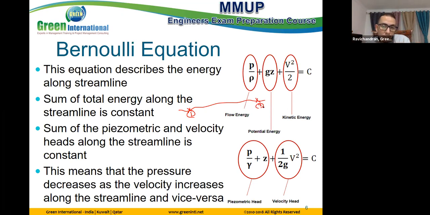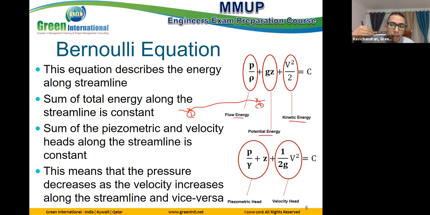So it is not flow energy alone, not potential energy alone, not kinetic energy alone, but the total energy package. The total energy is constant. So the total energy at point one is the same as the total energy at point two. What does this total energy consist of? Three types: flow energy, potential energy, kinetic energy.